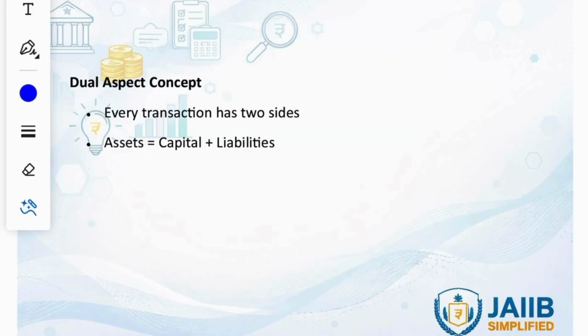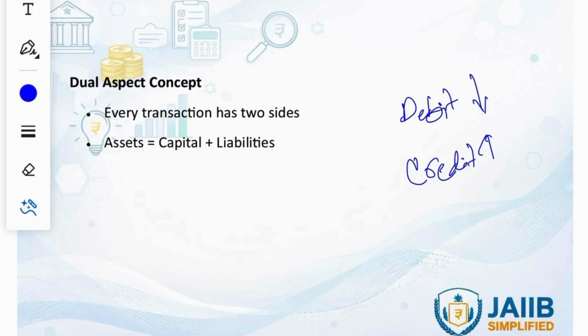Dual aspect means every transaction affects two accounts. One account from debit side and one more account from credit side. One account balance will decrease and another account balance will increase. This is the basis of double entry bookkeeping. Always remember this formula: assets equal to capital plus liabilities. This is a very important formula in dual aspect concept.